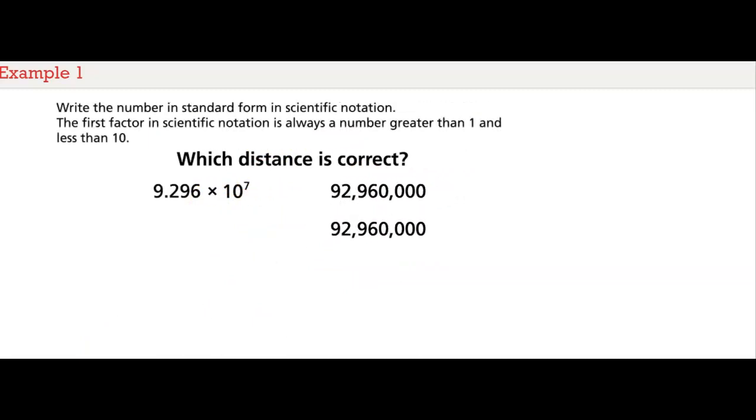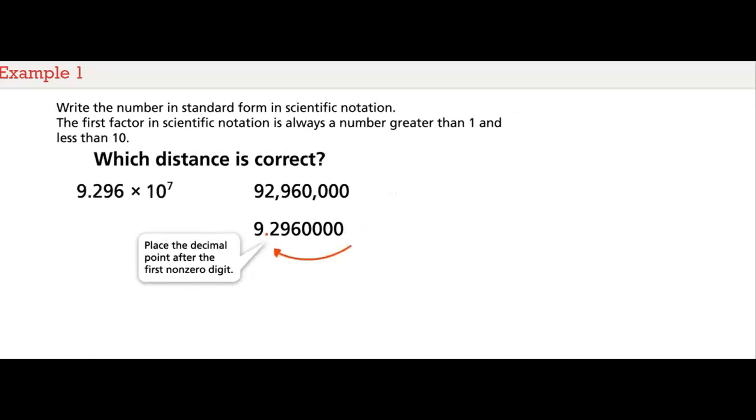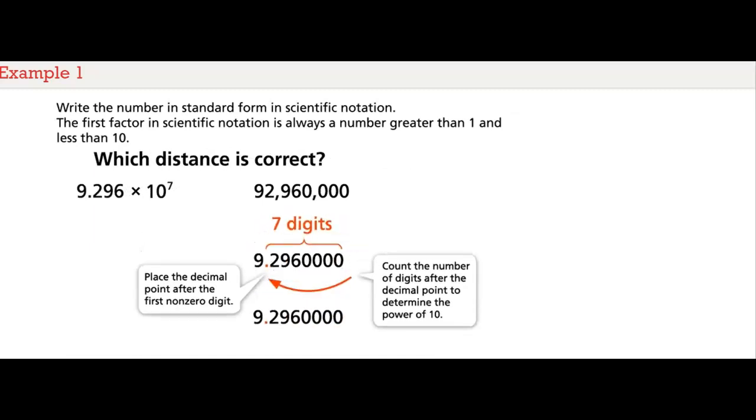Write the number in standard form in scientific notation. 92,960,000 has 7 digits. The first factor in scientific notation is always a number greater than 1 and less than 10, so you place the decimal point after the first non-zero digit. Count the number of digits after the decimal point to determine the power of 10.